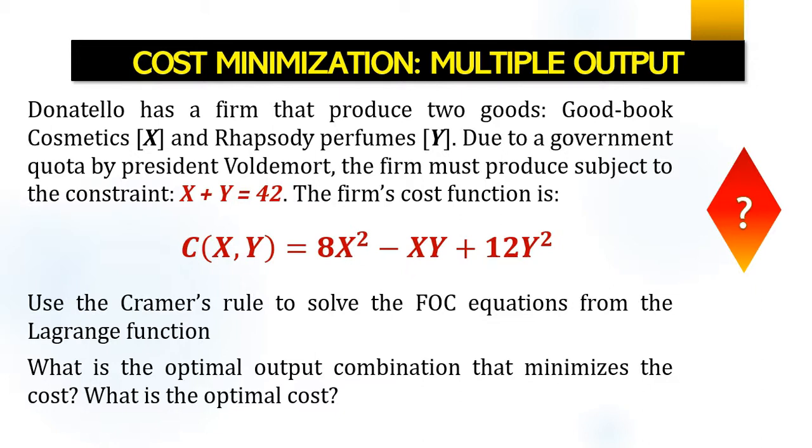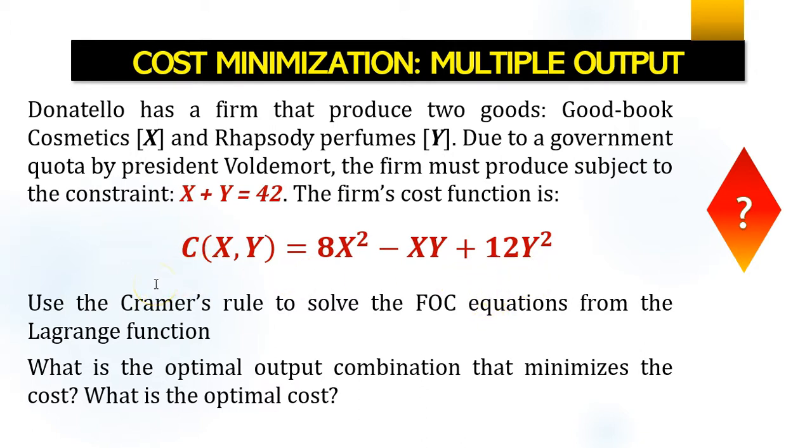In this example, we will minimize cost for multiple outputs. Donatello has a firm that produces two goods: Good Book Cosmetics and Rhapsody Perfumes. Due to a government quota by President Voldemort, the firm must produce subject to this constraint.